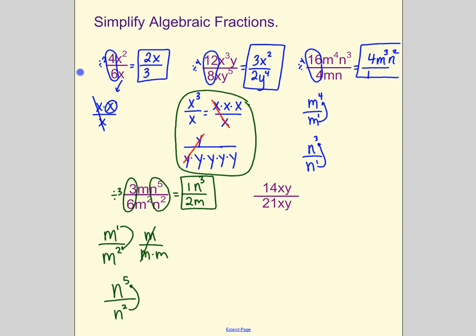Alright, last one. These do go kind of fast too, which is nice. We have 14 over 21. You can divide those both by 7. 14 divided by 7 is 2. 21 divided by 7 is 3. Now, x over x cancels, y over y cancels, so this one actually is just a 2 over 3 for the final answer. So sometimes your variables cancel out completely. Yeah, those are algebraic fractions. Kind of fun.